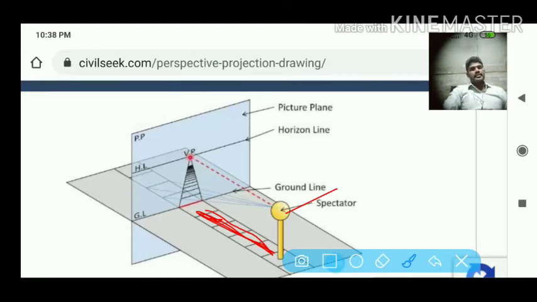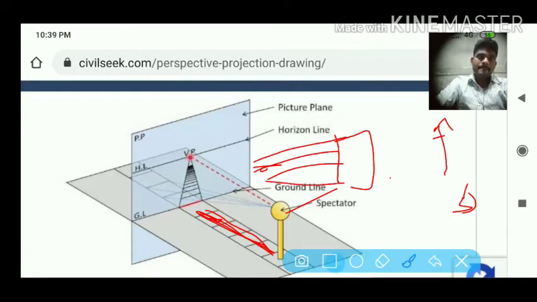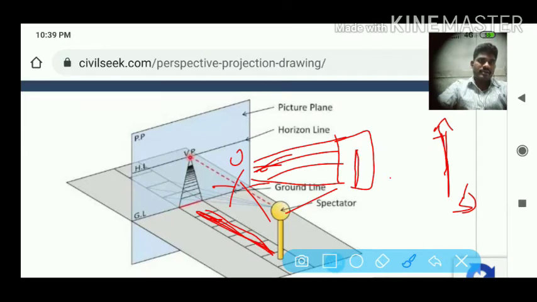I also explained this in my last class. Look at here. Here one object is there, named A, B. This is a screen, and here is the spectator. This is the actual object, and we want to draw the image of this object. Here I draw the image.